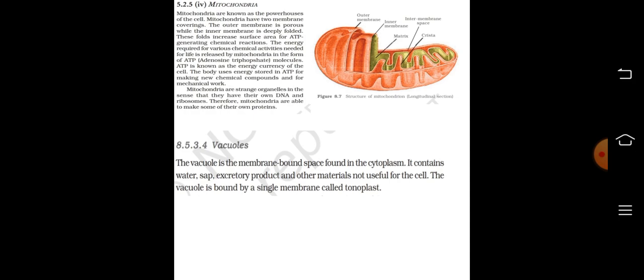Vacuoles. The vacuole is the membrane bound space found in the cytoplasm. It contains water, sap, excretory product, and other materials not useful for the cell. The vacuole is bound by a single membrane called tonoplast.